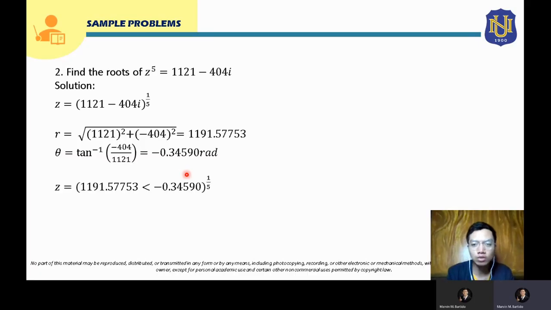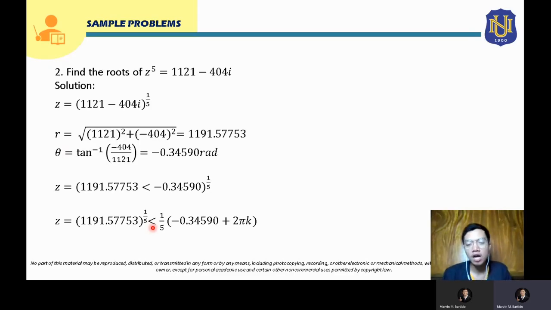Substituting that to your polar form, that will be 1191.57753 angle of negative 0.3. So this is the polar form of our original given in rectangular form. This will be its equivalent polar form, and this is raised to 1/5. Now, applying De Moivre's theorem, what we're going to do here is just raise your modulus r to the power. That will be 1191.57753, and your power is 1/5. So that will be raised to 1/5.